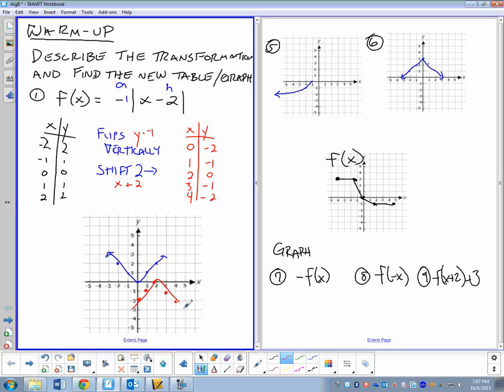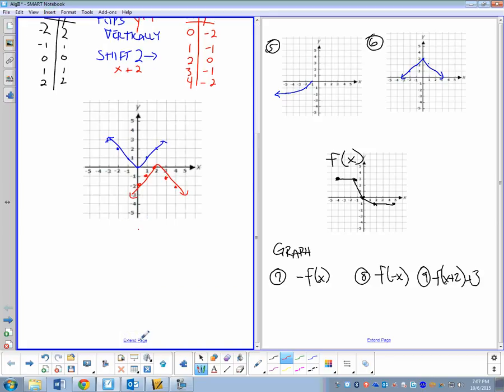And this is what my new graph looks like. And we can see that from our original absolute value to our new absolute value, my graph has been flipped vertically and shifted 2 to the right. So on your homework, I should see the original table. I should see your new table. I should see both graphs. I also ask you for the domain and range.